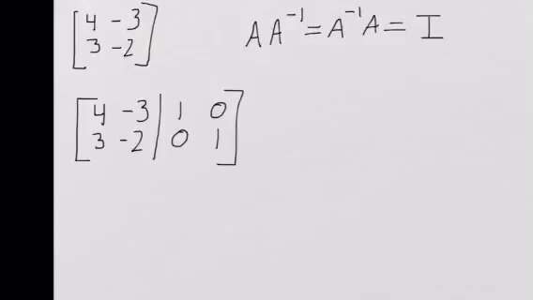The first thing I'll do is multiply the first row by 1/4. So I get 1, -3/4, 1/4, 0. And the second row stays the same.